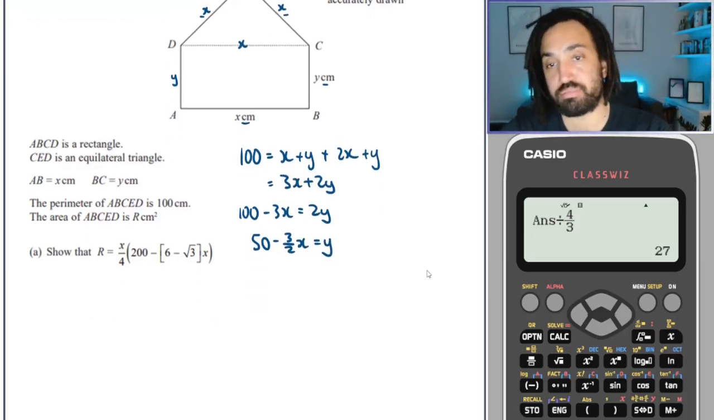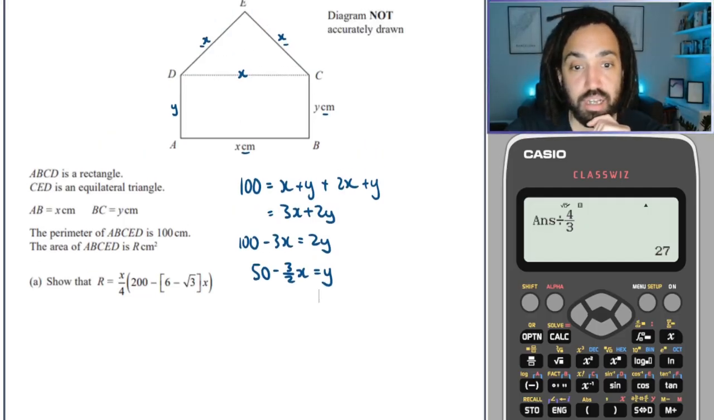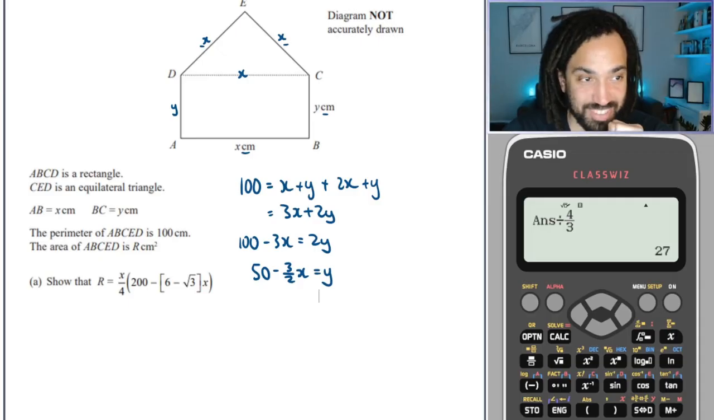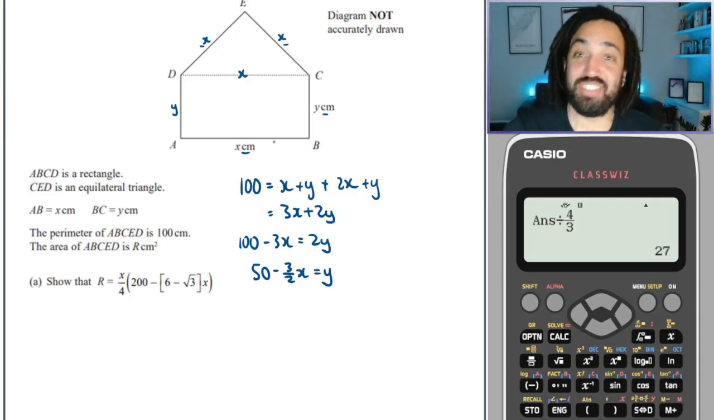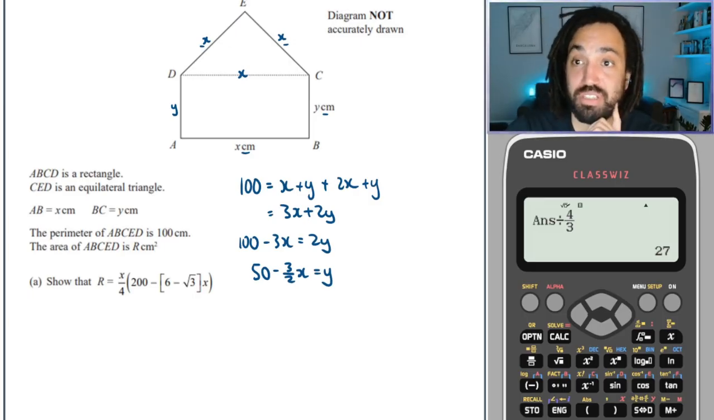Okay, great. So now we need to find the area of this shape. I think is this the trickiest topic? Maybe I've misnumbered them, and maybe this one should be number 60. I don't know.